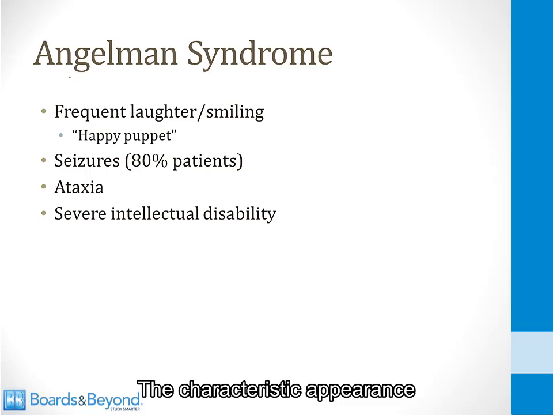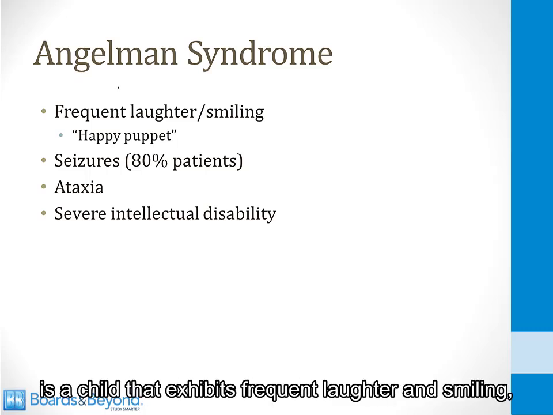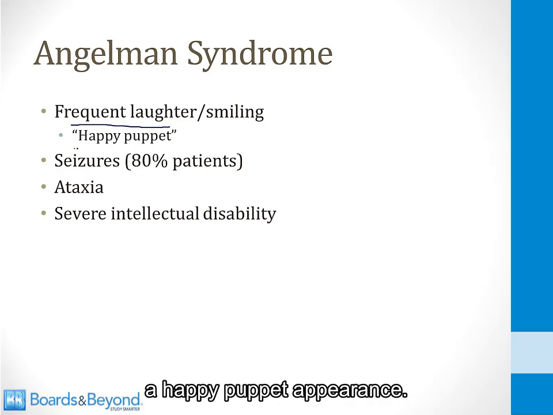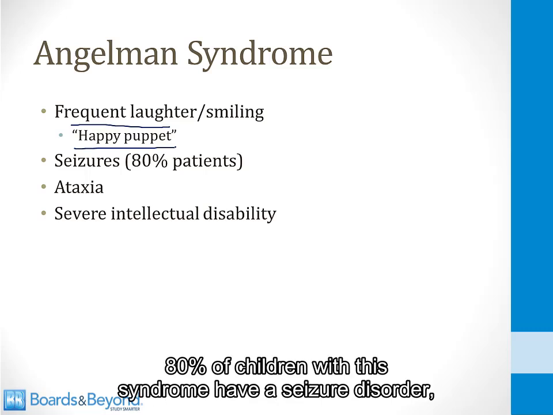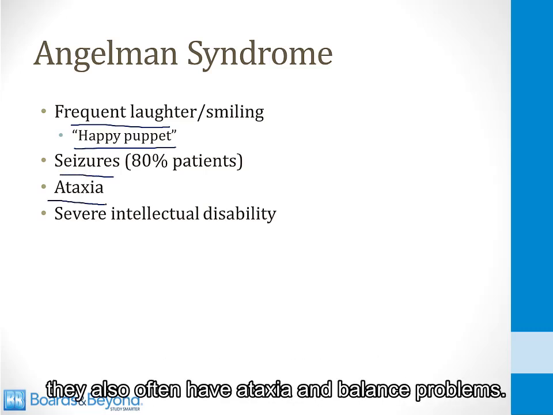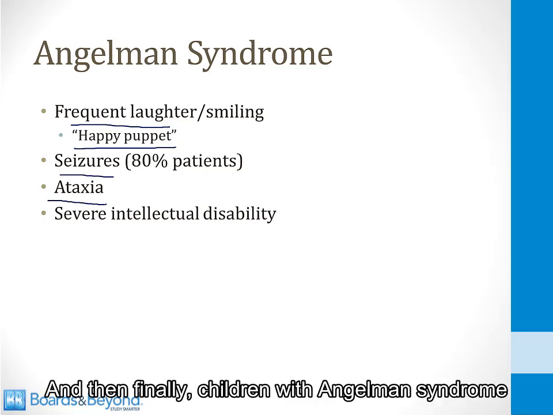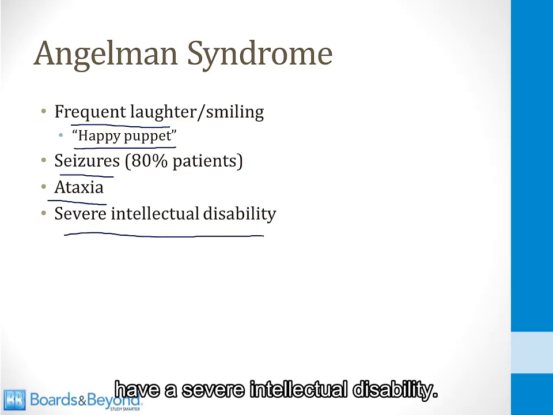The characteristic appearance of a child with Angelman syndrome is a child that exhibits frequent laughter and smiling. They are sometimes referred to as having a happy puppet appearance. 80% of children with this syndrome have a seizure disorder. They also often have ataxia and balance problems. And then finally, children with Angelman syndrome have a severe intellectual disability.